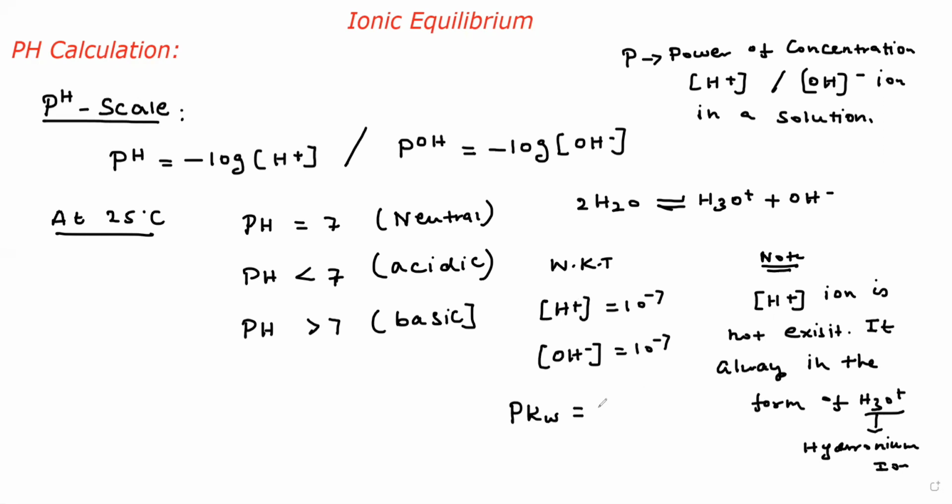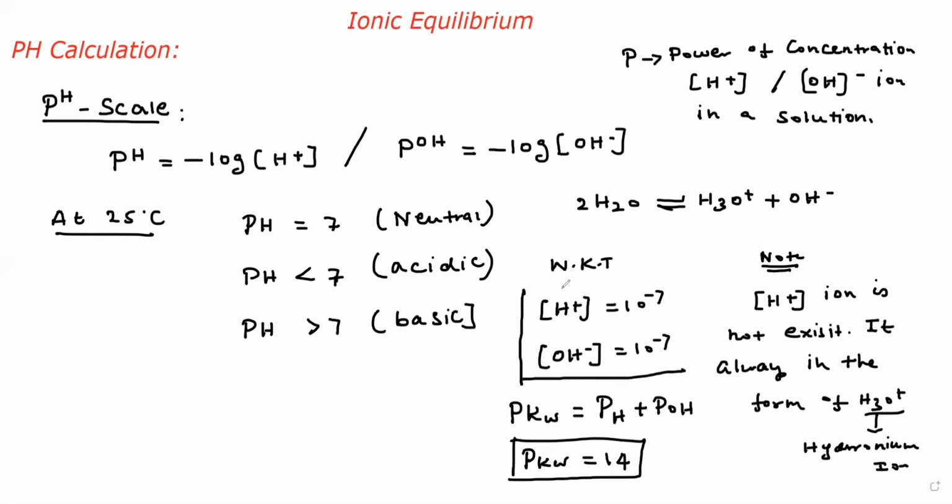What is pKw? It's a very important formula. Please note, it is nothing but pH plus pOH, and the value is 14. The pKw is the ionic product of water. This you have to know before solving pH calculation problems.